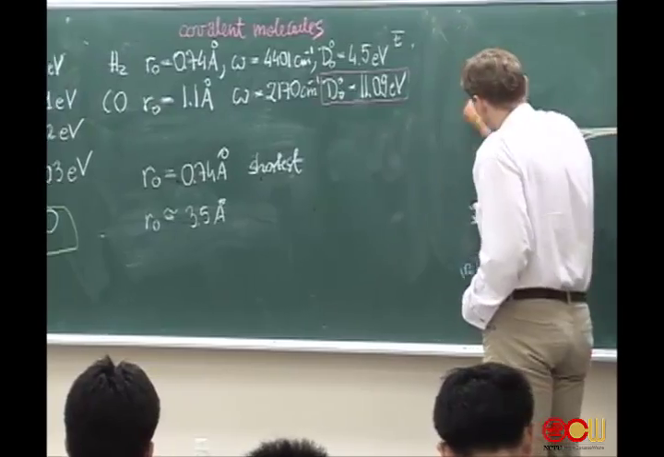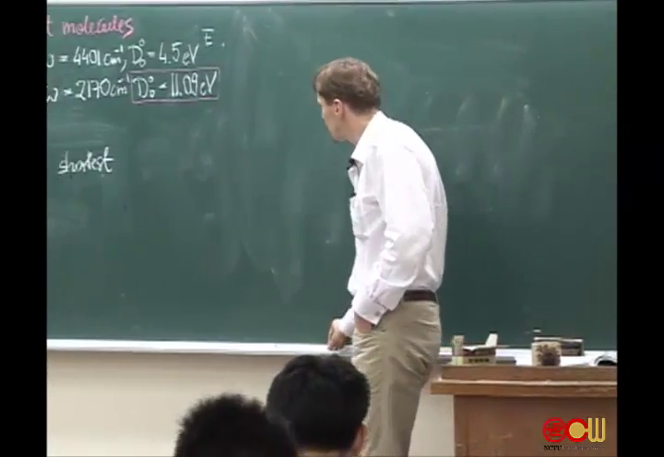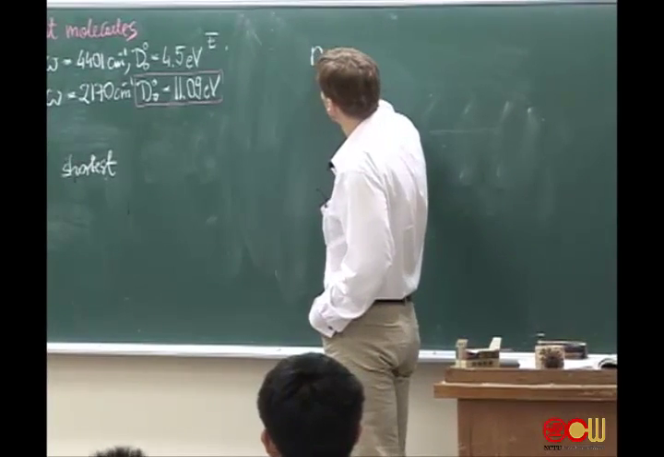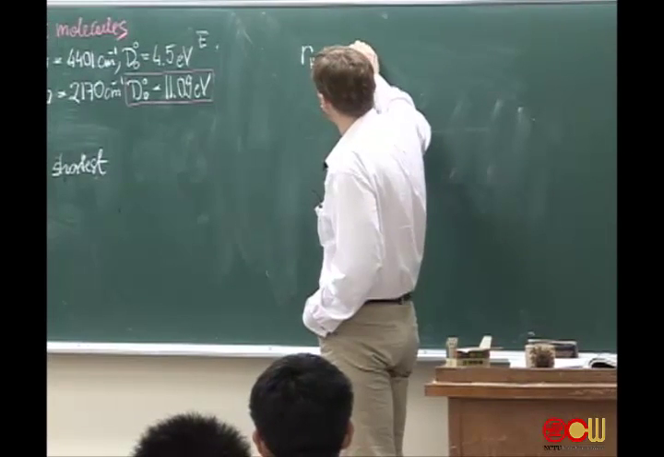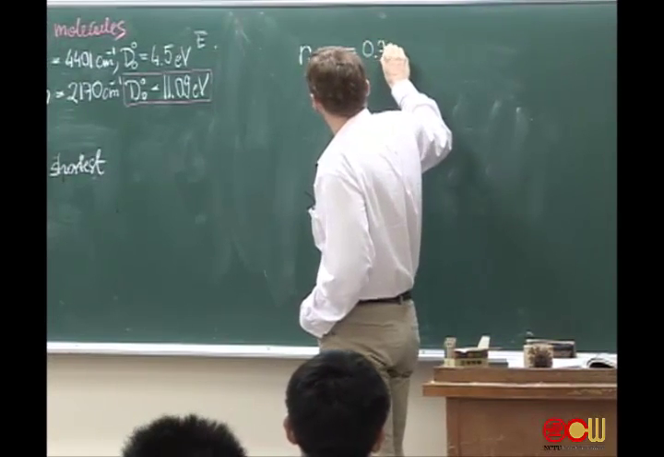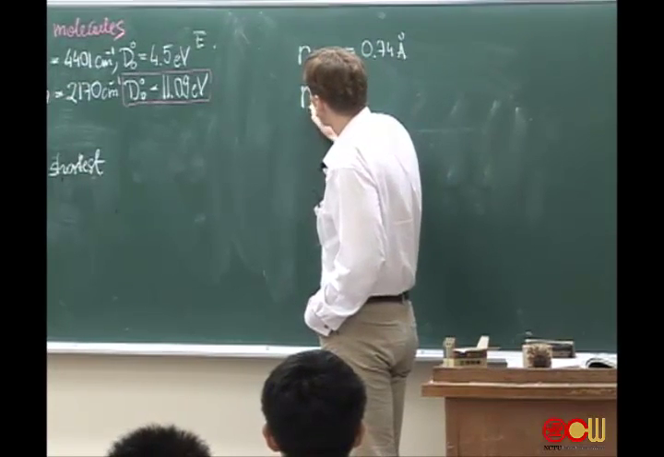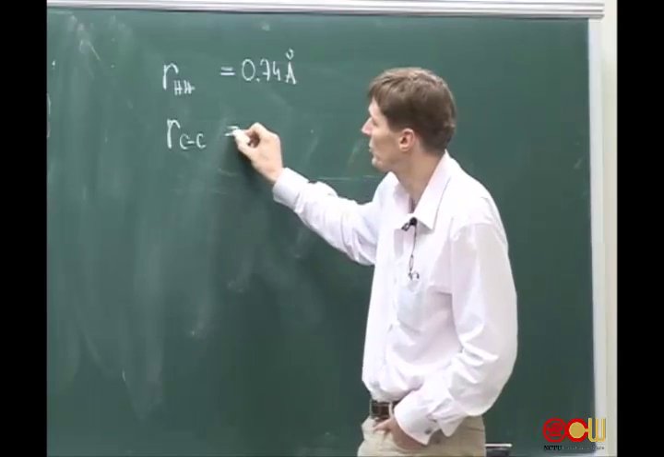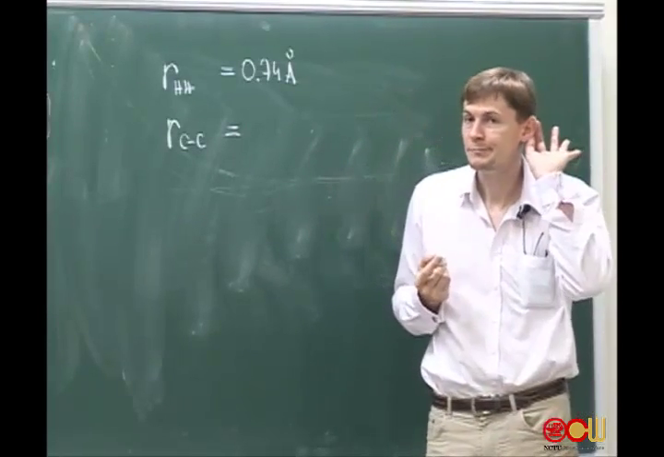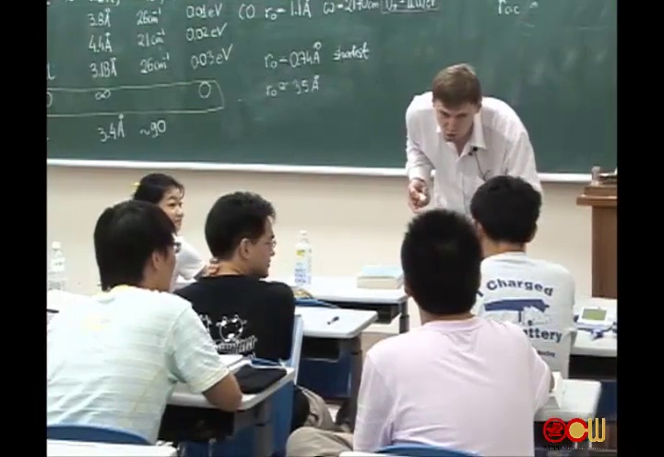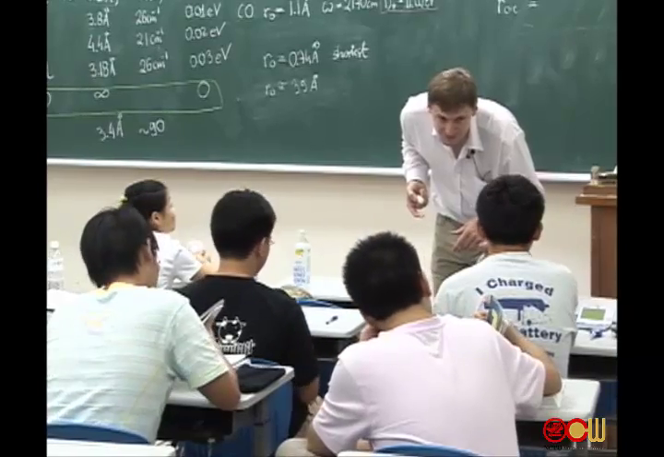Another important thing to know is what is the distance of some normal bonds. Let's say HH, we already know, is 0.74 angstrom. Let's say our carbon-carbon single bond would be, everybody answers, don't worry. 1.5.